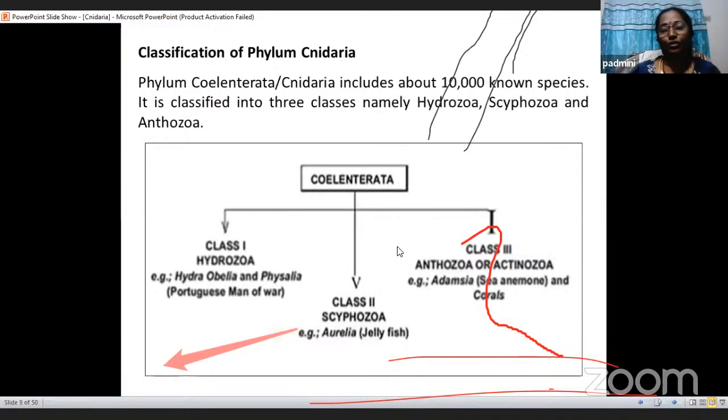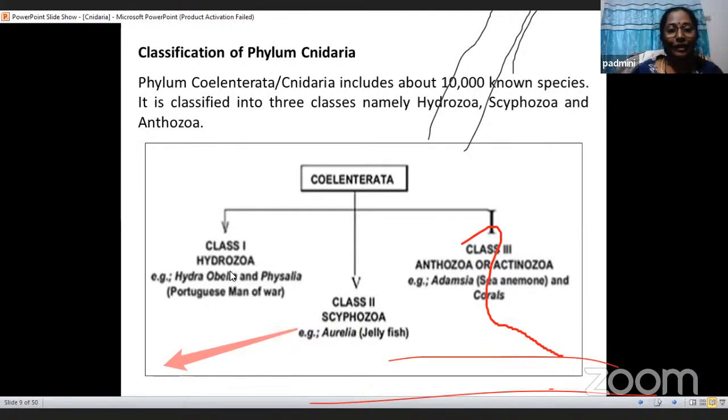Okay, coming to classification. So we were talking about the general characters of cnidarians. Phylum coelenterates means that which has a hollow structure inside the body. And why is it called cnidarians? Because they have those stinging cnidocytes, which sting the prey and also help them in a defense mechanism. Now coming to classification, they are classified into 3 classes. As I said again, we are going to talk only up to the class. We are not going to talk about the orders.